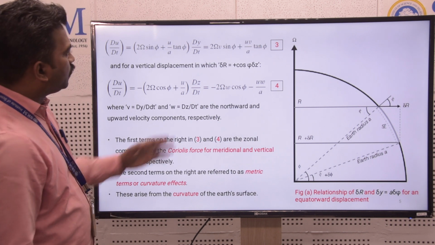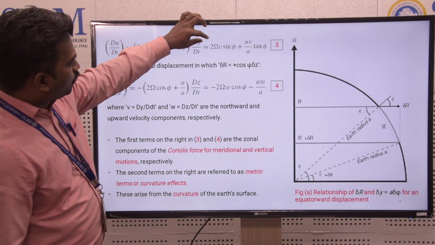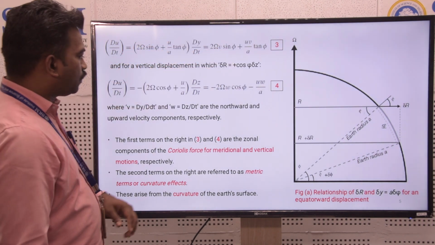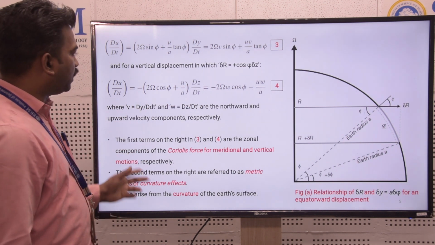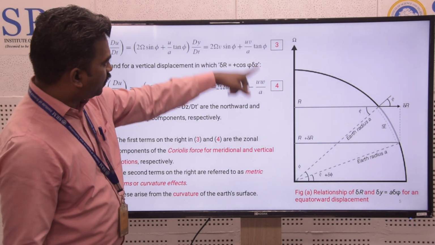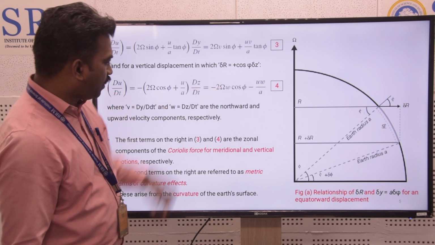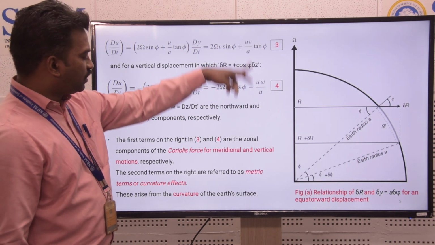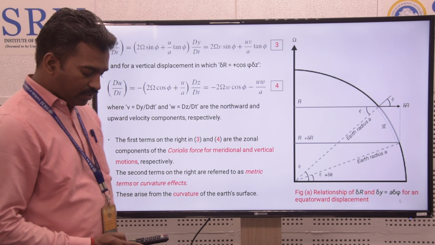Now in equation 3 and equation 4, this 2 omega v sin phi and minus 2 omega w cos phi are the Coriolis force for meridional and vertical motions respectively, and these are called the metric terms, uv by a tan phi as well as minus uw by a. These terms are due to the curvature effects with respect to the curvature of the Earth's surface.